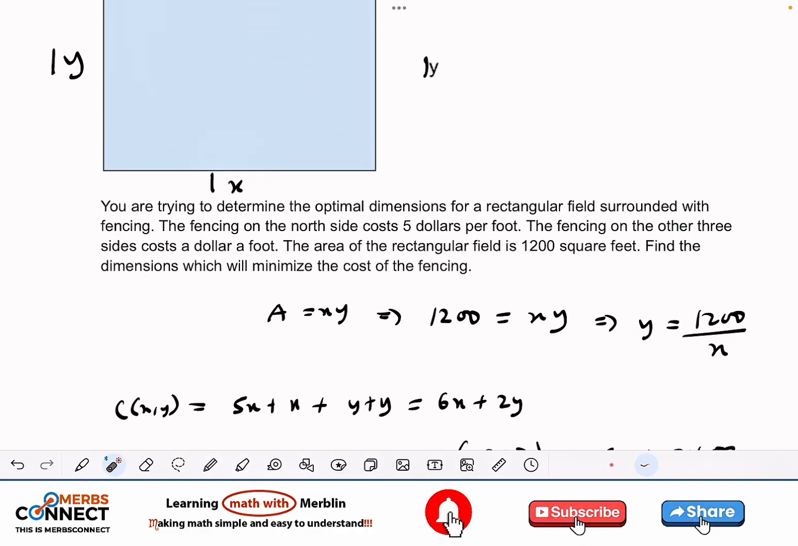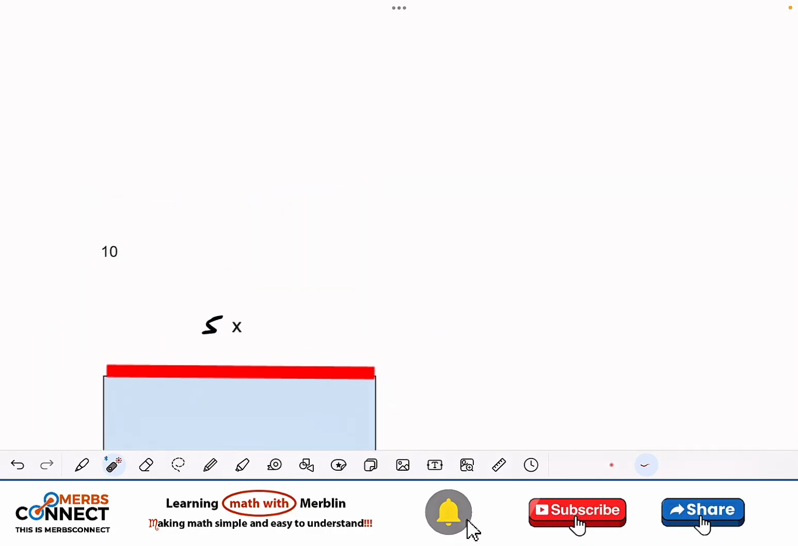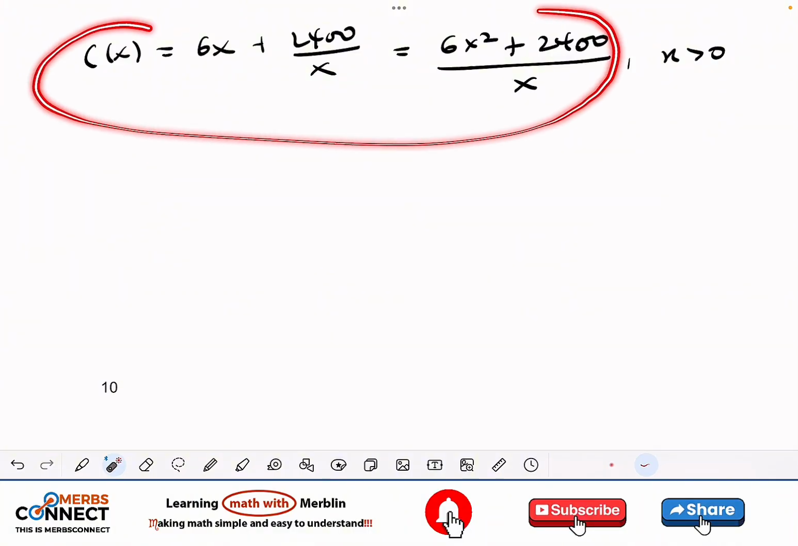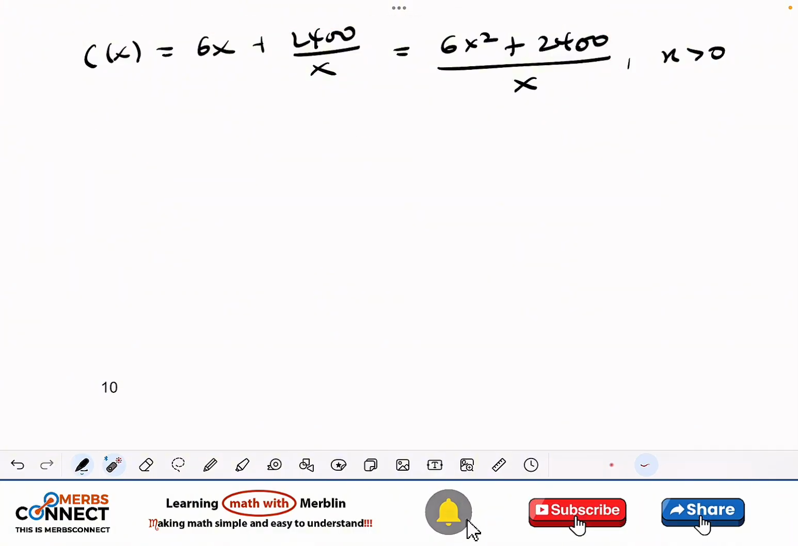Now what we want to do is find the dimension. So we need to differentiate this. That's what we want to do. So now let's do the differentiation. Now c prime of x, we are going to use the quotient rule, which we have u over v.